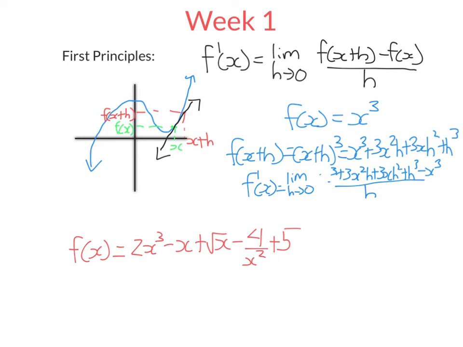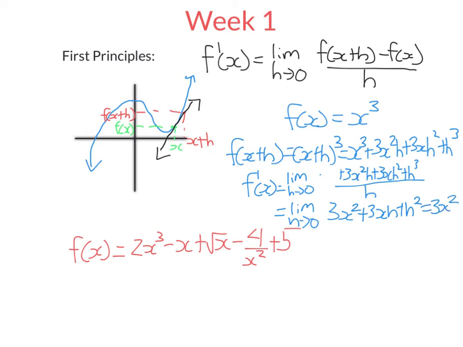So these two x cubes will cancel each other out. I should be left at this point with only terms involving h. I can't substitute h equals 0 here yet because then I'd be dividing by 0. So what I'm going to do is first divide each term by h one by one. So I get 3x squared plus 3xh plus h squared. Now I can substitute h equals 0. These just become 0. I'm left with 3x squared. So that's the answer using first principles.